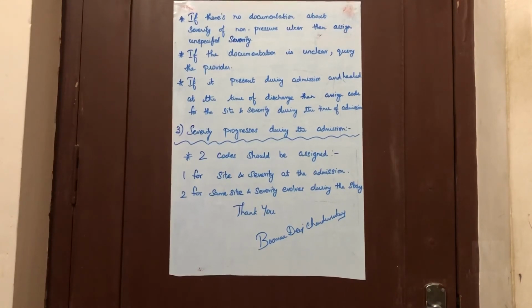The next topic is severity progresses during the admission. That means the severity progresses during the admission stay. For this, two codes we have to give. One is for site and severity at the time of admission, and the second is for the same site and the severity evolved during the stay. So we have to assign two codes for this kind of patients. So these are the guidelines for assigning codes for diseases of skin and subcutaneous tissues.